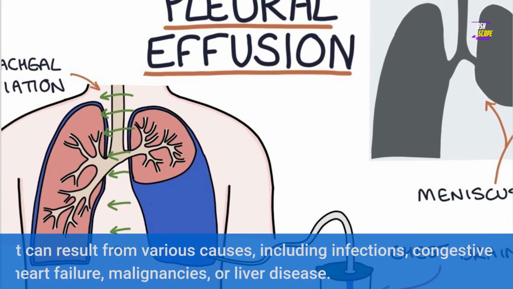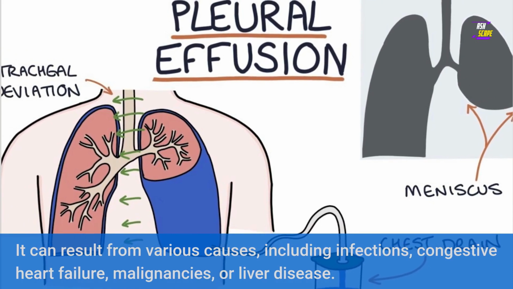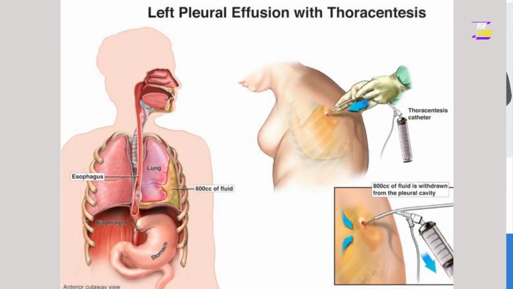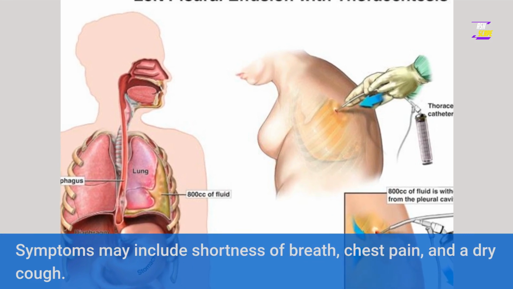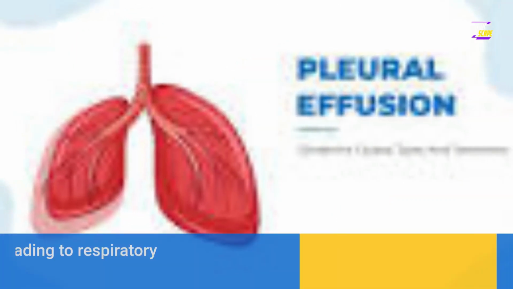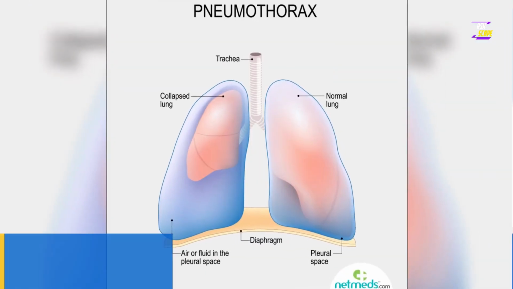2. Pleural effusion. Pleural effusion is the accumulation of excess fluid in the pleural space. It can result from various causes, including infections, congestive heart failure, malignancies, or liver disease. Symptoms may include shortness of breath, chest pain, and a dry cough. Large effusions can compress the lungs, leading to respiratory distress.